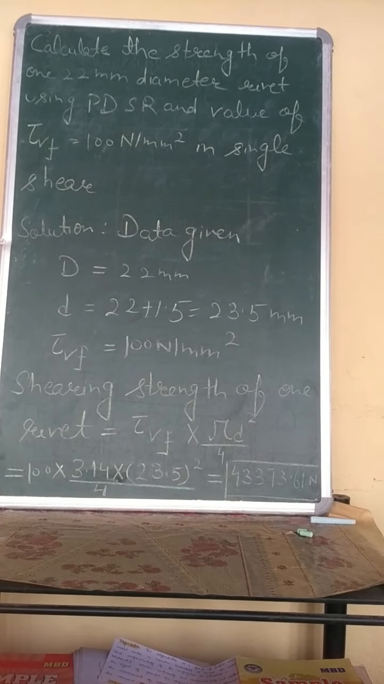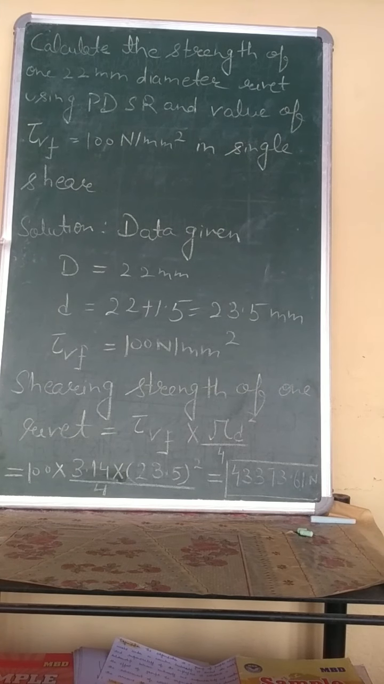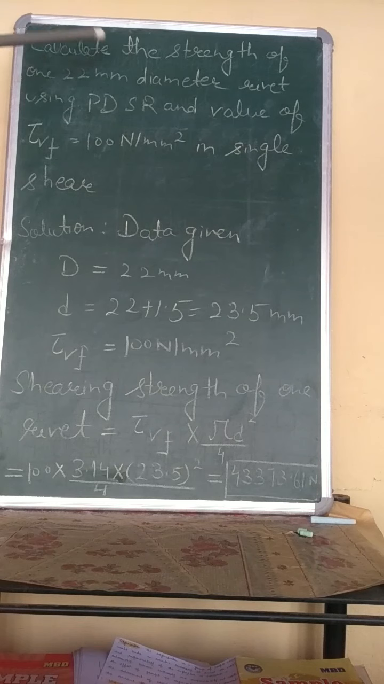Today we are going to discuss some problems based upon strength, rivet value and efficiency. So here we go. Calculate the strength of one 22 mm diameter rivet using PDSR, power driven shop rivet, and value of tau VF is equal to 100 Newton per mm square in single shear. So we have to calculate the strength.